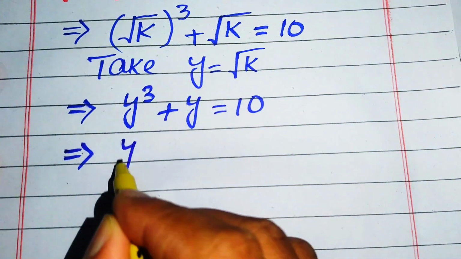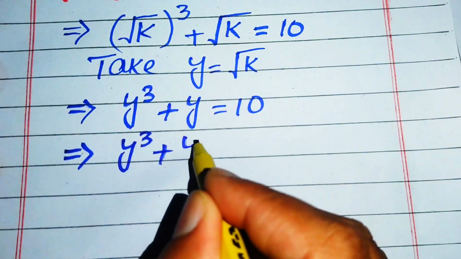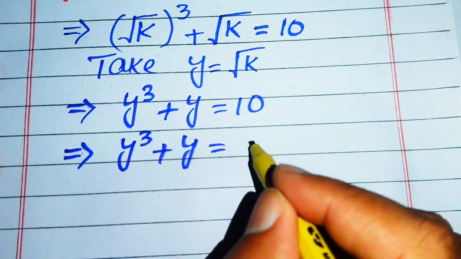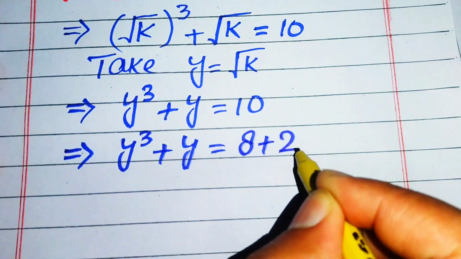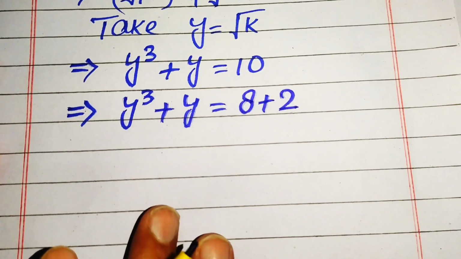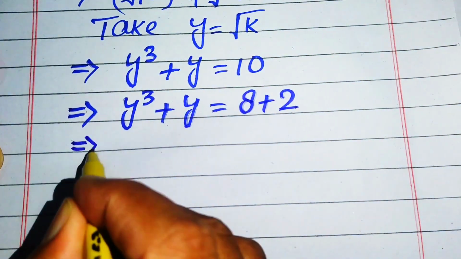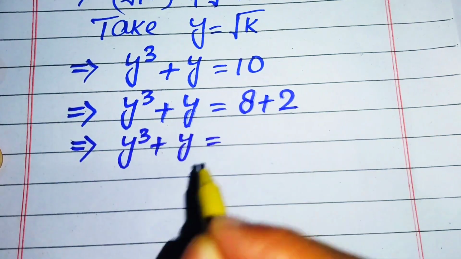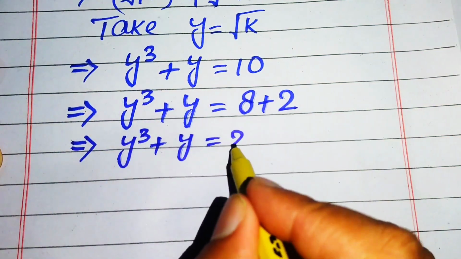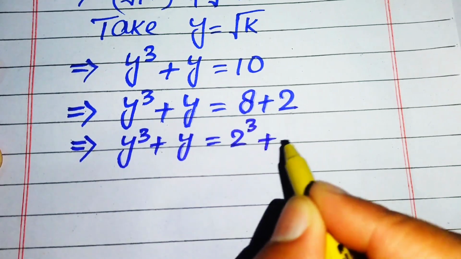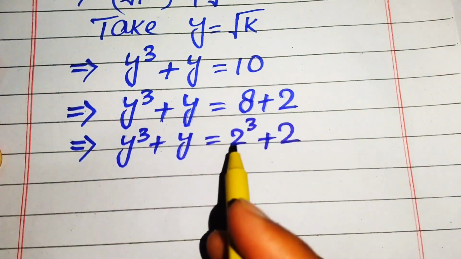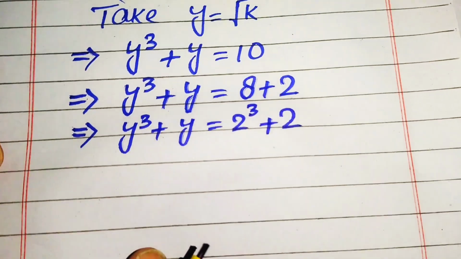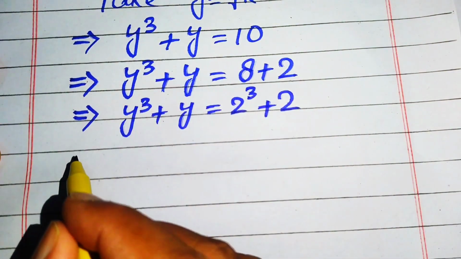So here first we focus on the right hand side, and we have y cubed plus y equals 10, and we break this 10 and write it as 8 plus 2. And now in the next step we write this 8 in cubic form, and we have y cubed plus y equals 8, and we write it as 2 to the power of 3 plus 2, because 2 cubed equals 8. And now in the next step we move all the terms from the right hand side to the left hand side.